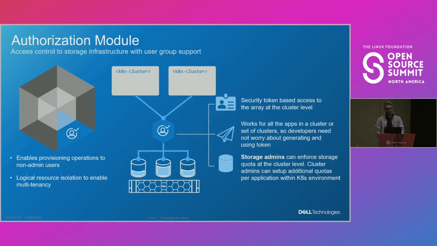So, authorization. Like I mentioned, for Kubernetes today there is a native RBAC capability, but what it lacks is the ability to do quota management and enforcement. How we enable that is we deploy a proxy between our CSI drivers and the storage system, and we enforce role-based access and usage rules. The admins create tenants and assign them JWT tokens, and the tenants can access the storage based on those JWT tokens. They're assigned a quota, and that quota can be enforced by the storage admin.